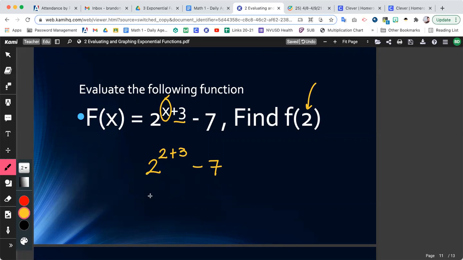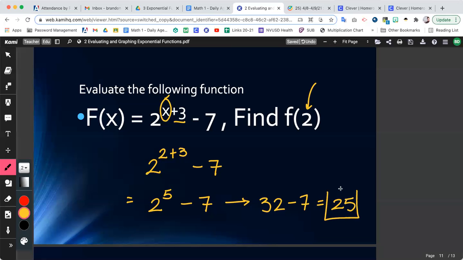So we're going to keep the 2. And then what's 2 plus 3? So now this is our base to our exponent, 2 to the 5th. And then whatever that is, we're going to subtract 7 from that. Okay. Now, does anyone know what 2 to the 5th is? 16. Not 16. You got to go one more. Oh, 32. Very good. And from that, we're going to take away 7. So 32, take away 7, gives us a final answer of 25.